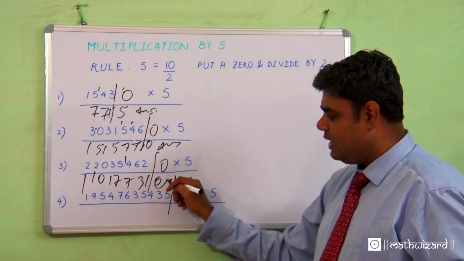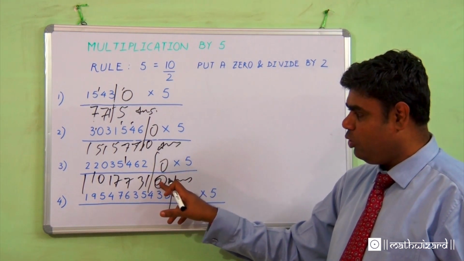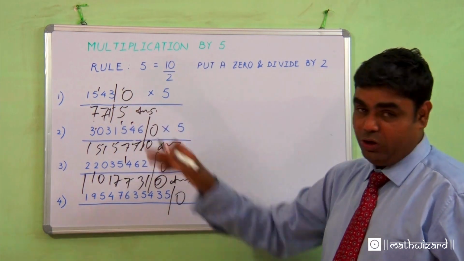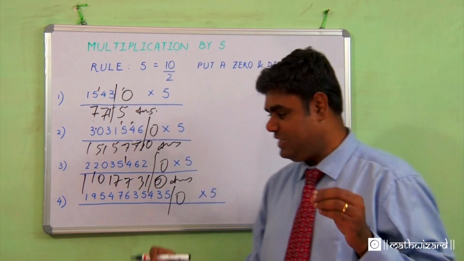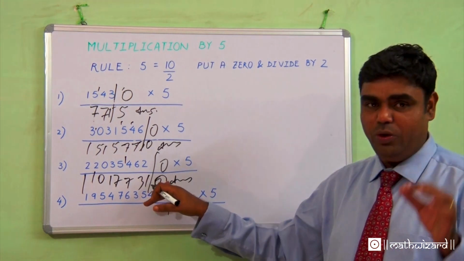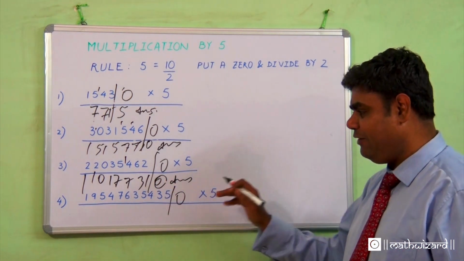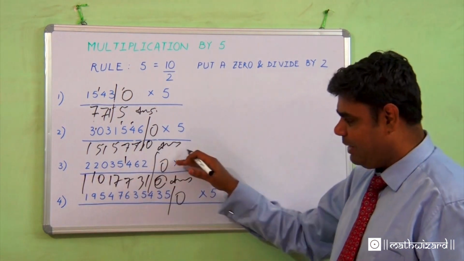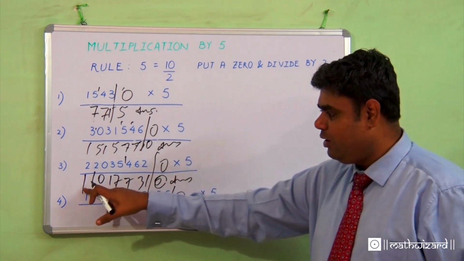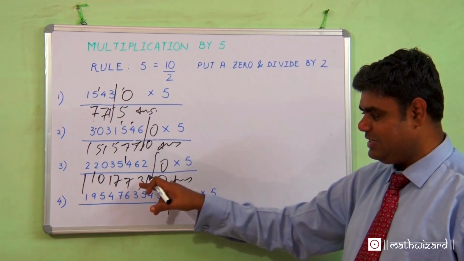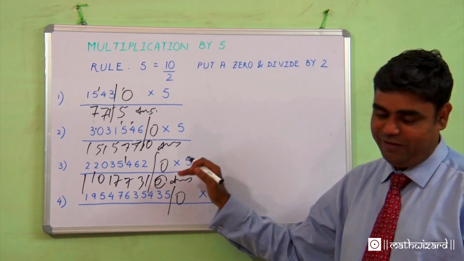Remember this, the last digit will always be a 0 or a 5, because the divisibility test of 5 says the last digit will be a 0 or a 5. So what is my final answer if I multiplied this number by 5? 110177310 is my final answer.